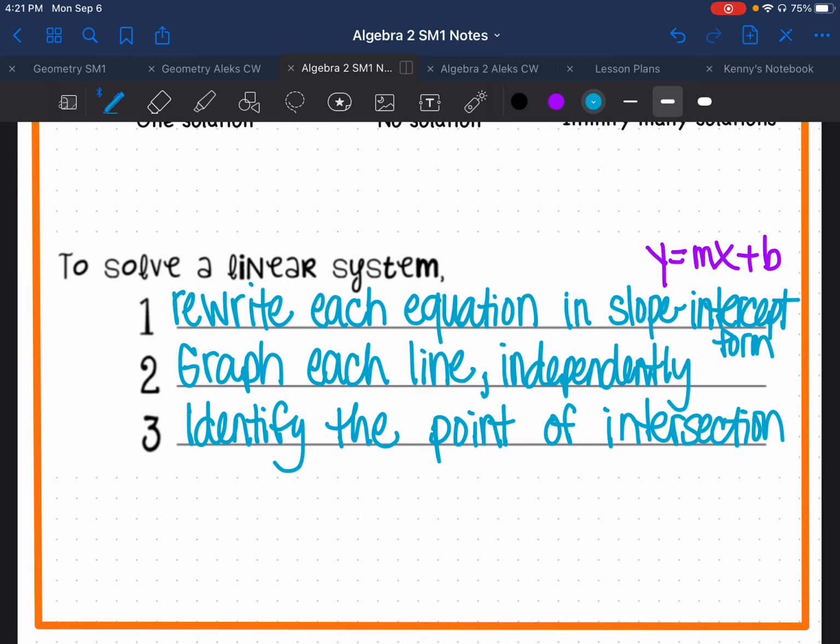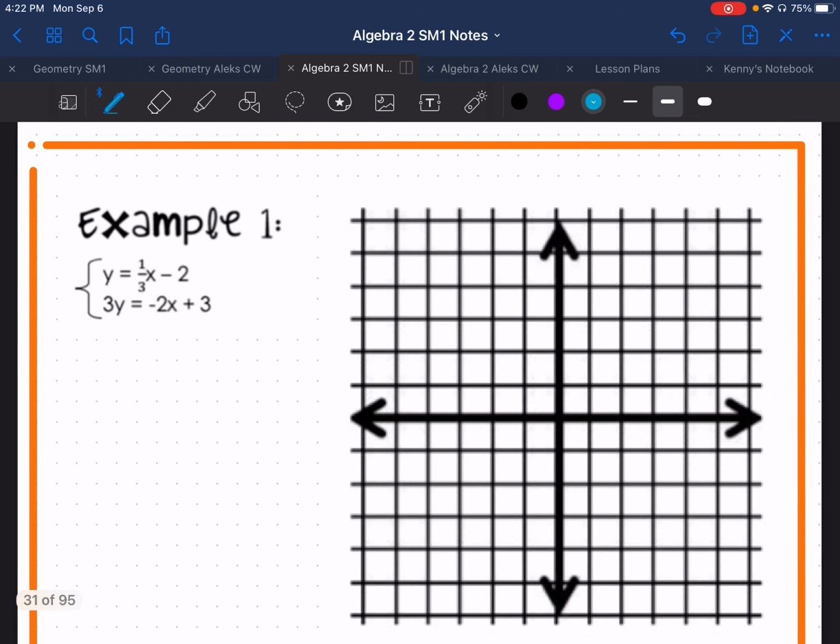All right, so we're going to rewrite it in slope-intercept form, y equals mx plus b. We're going to graph each line independently, and we're going to identify our point of intersection. We have three examples today. Let's go ahead and get started.